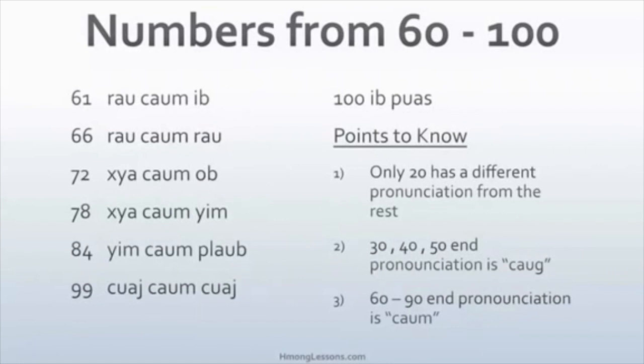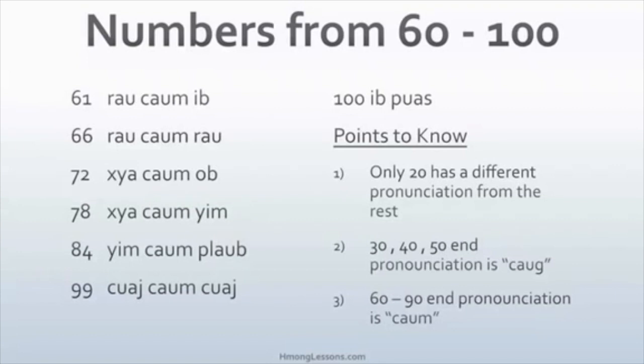Okay, now let's learn numbers from 60 to 100. 60 is zhao jiao. Okay, 61 is zhao jiao yi. 66, zhao jiao zhao. 70 is, remember, xia jiao. So 72 is xia jiao a. 78, xia jiao yi.